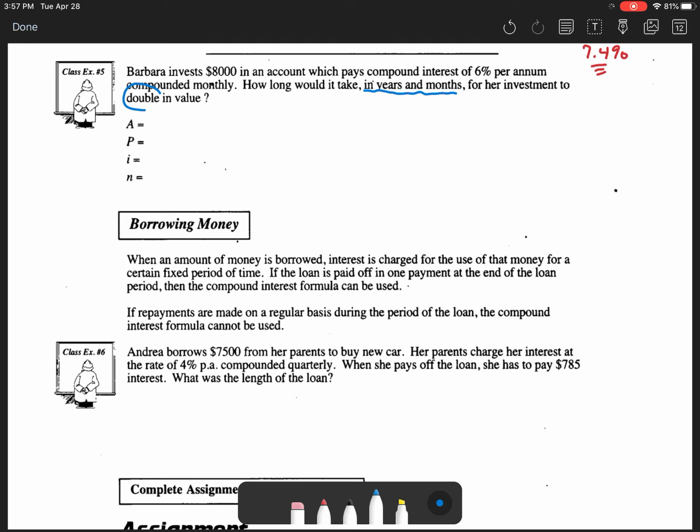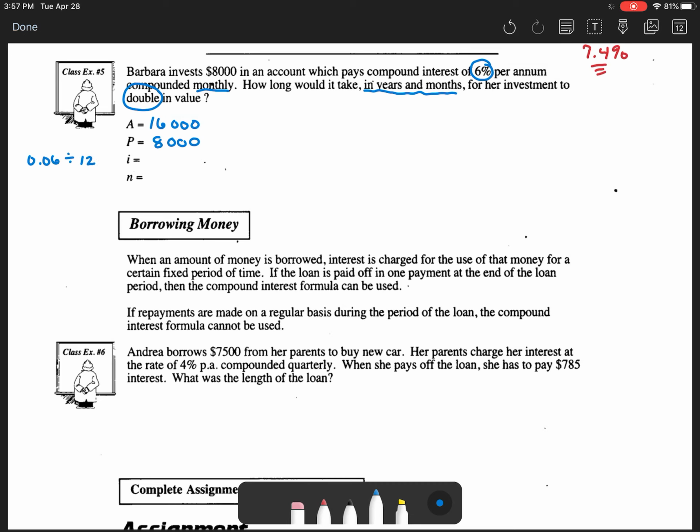Barbara invests $8,000 in an account which pays compound interest of 6% per annum, compounded monthly. How long would it take, and here's a key phrase, in years and months for her investment to double in value? Okay, so she's going to put $8,000 in an account. So that's going to be her principal amount, what she starts with. They want the amount to double. Okay, I circled that at the end. So that means the final amount will be $16,000.